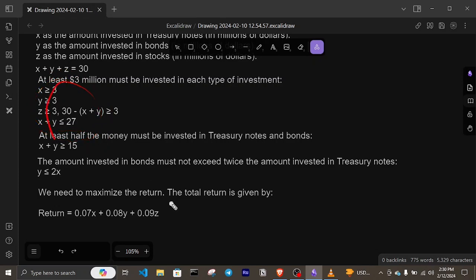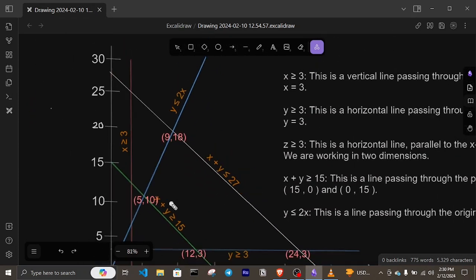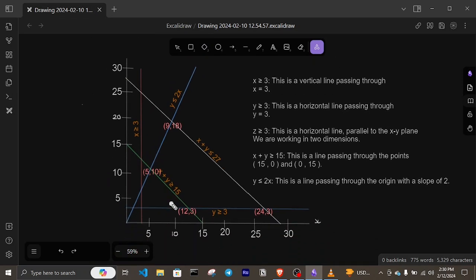So if you go down and we look here, you can see I have this beautiful graph over here. So the first constraint was that x was greater than or equal to 3. So that is the vertical line you see over here. And then we have y is greater than or equal to 3, which is represented by this horizontal line you see down here. Okay. We have z is greater than or equal to 3.